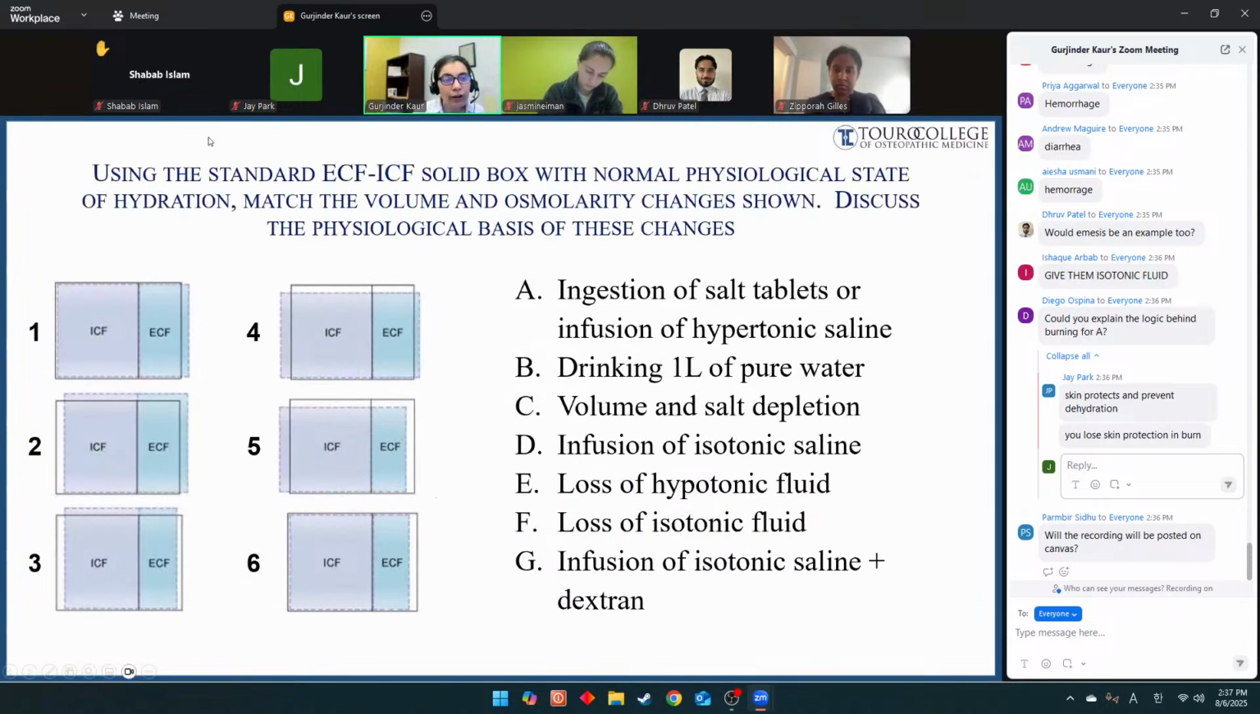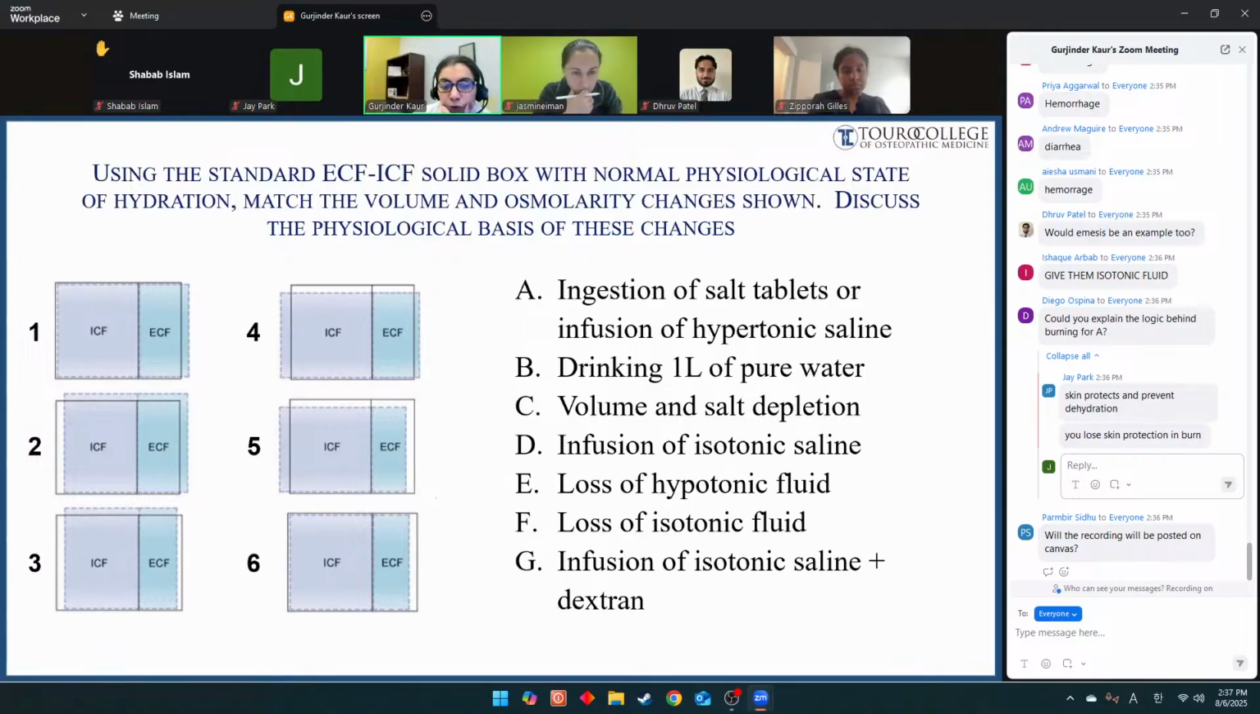All right, so heavy stuff. Let's do it together. So let's go by A first. If someone is ingesting salt tablets or there is infusion of hypertonic saline, what do you think you'll match it for?